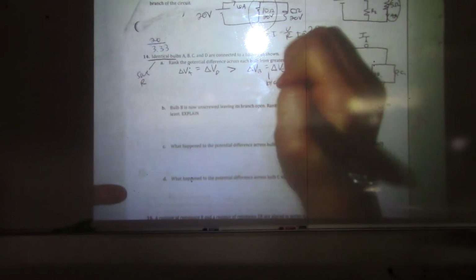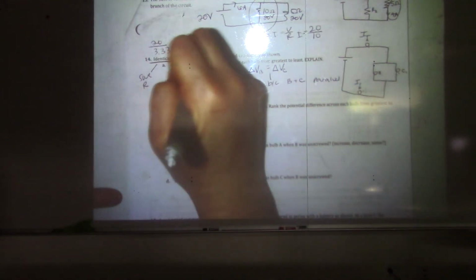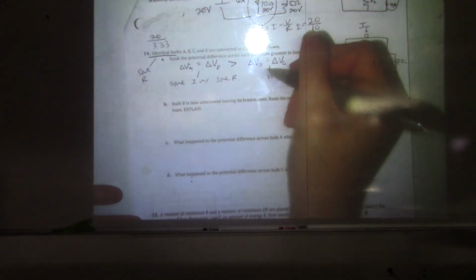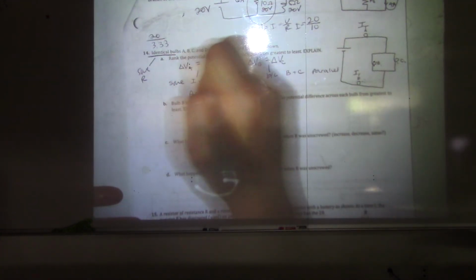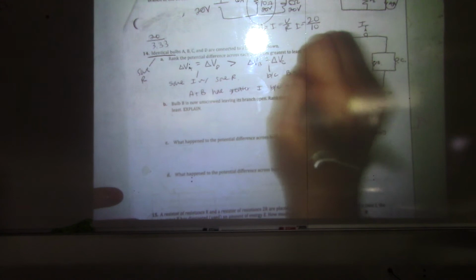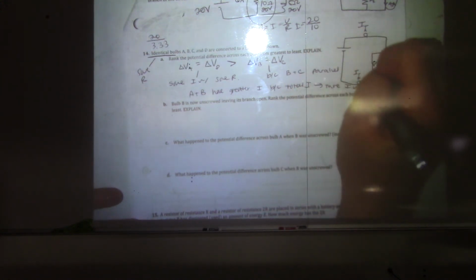So now I need to explain why are these two equal. These two are equal because B and C are in parallel. These two are equal because they have the same current with the same resistance. And these two are greater, so A and D have the greater current because they get the total current. And more current with the same resistance is more voltage.